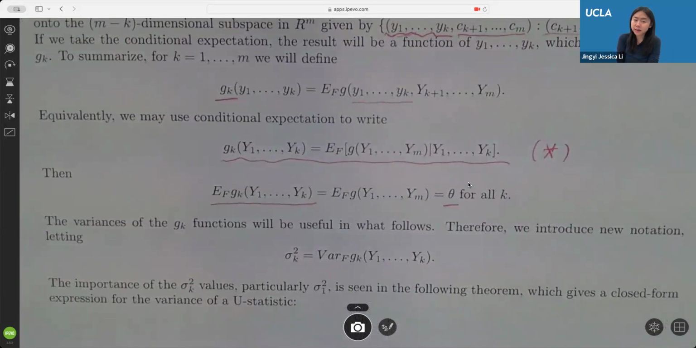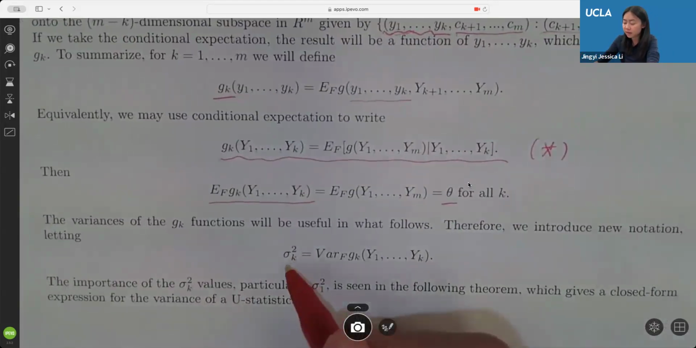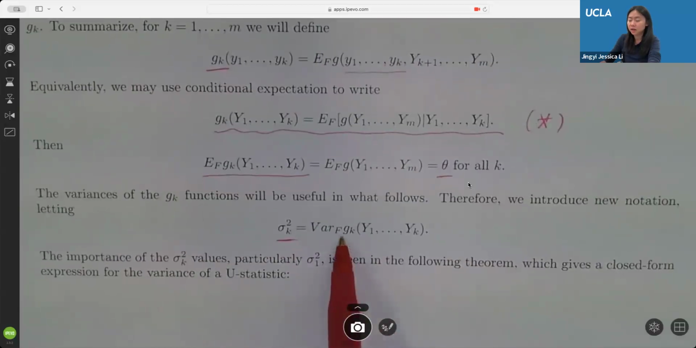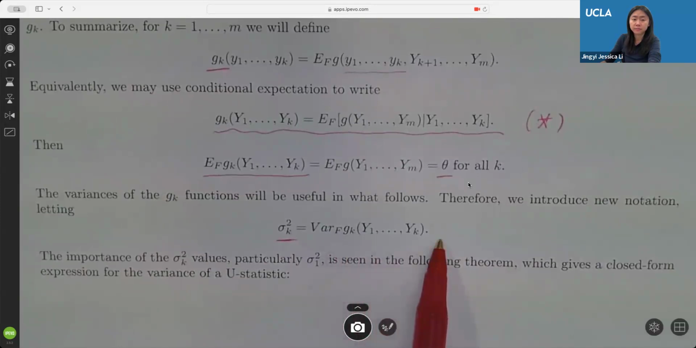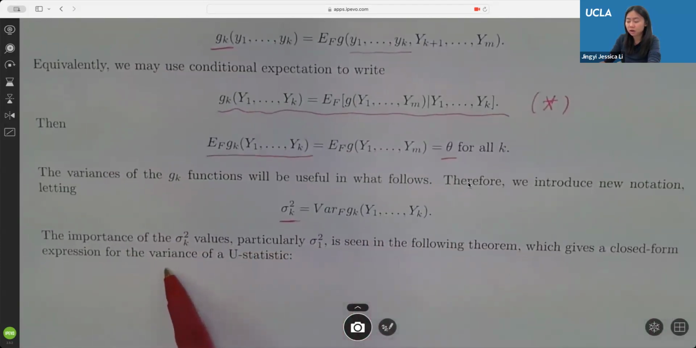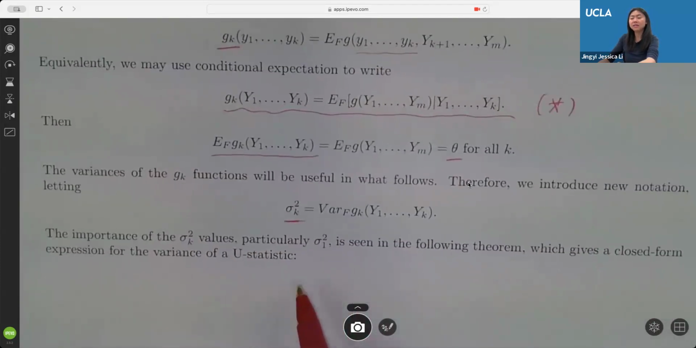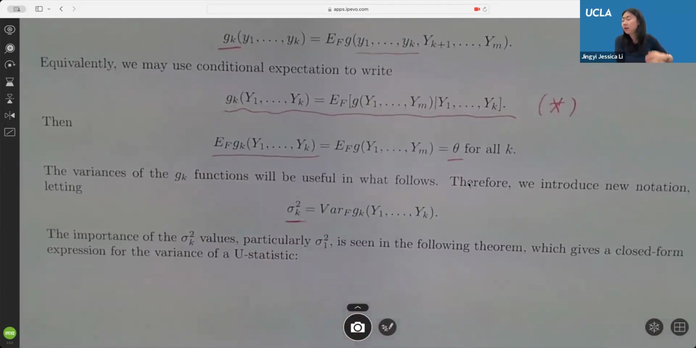So this is the mean, the expectation of GK at y1 to yk. How about variance? We denote this by sigma k squared. It's the variance under f of GK at y1 to yk. And the importance of these sigma k values, particularly sigma 1, is seen in the following theorem, which gives a closed form expression of the variance of U statistics. What we're doing here is related to our discussion of the stationary M-dependent sequences. You need to consider all different variances, decompose the asymptotic variance into terms, and then you put them back.